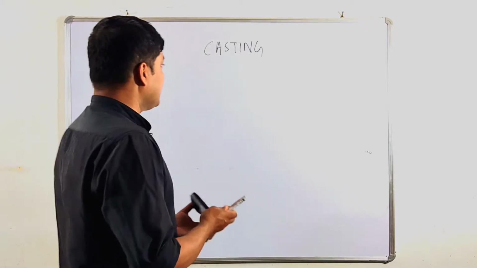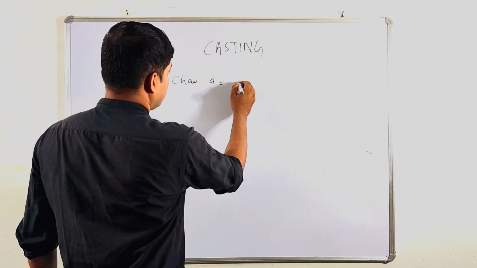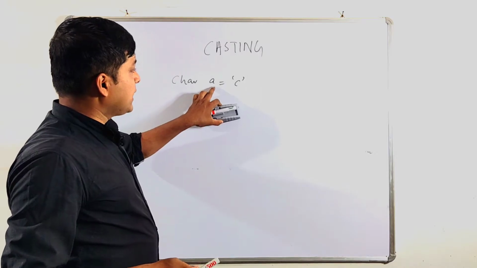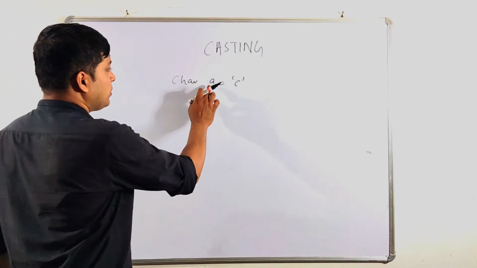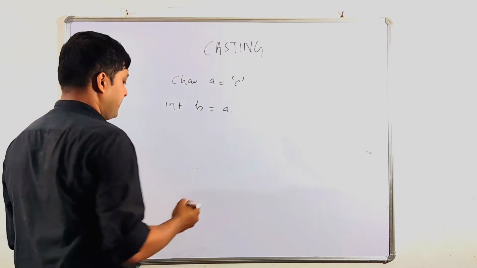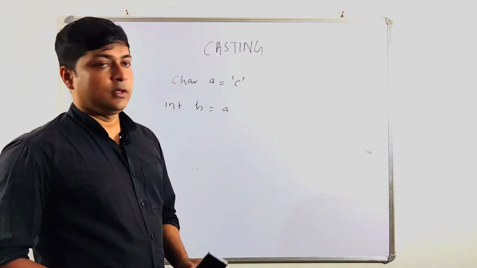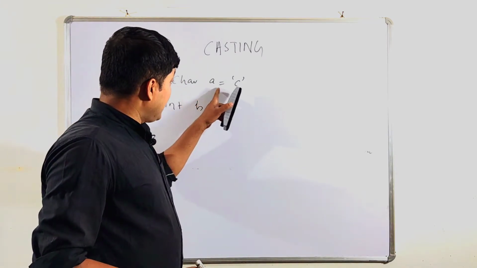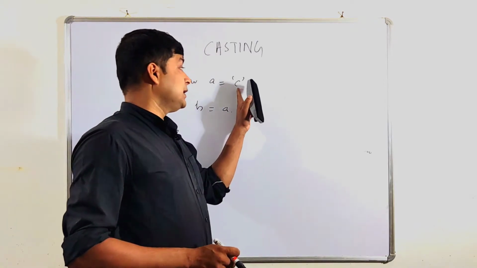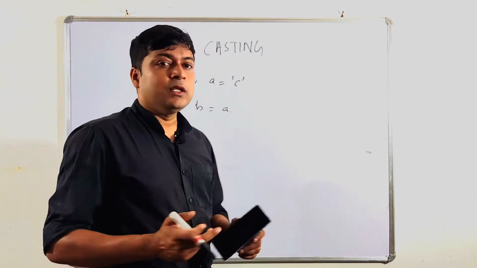Clear? So suppose I am writing char a equal to 'c'. A character is 2 bytes. I want to store the value of a in an integer, so I write int b equal to a. Character is 2 bytes, integer is 4 bytes, so you can easily store 2 bytes in 4 bytes, nothing will happen. Here character is a character data type, integer stores a round figure value, and character is a character value. So how the character value will be stored in an integer value, in this video we will learn.